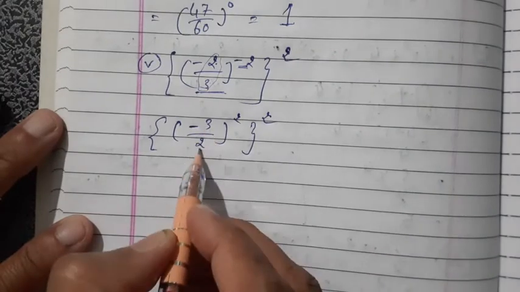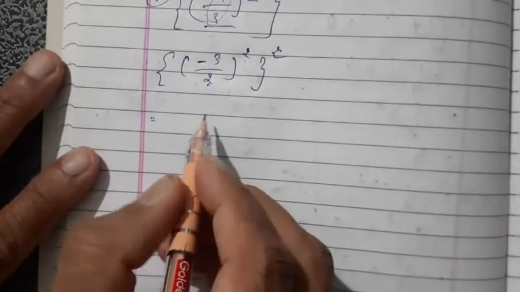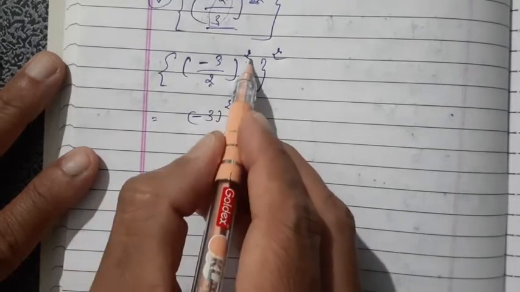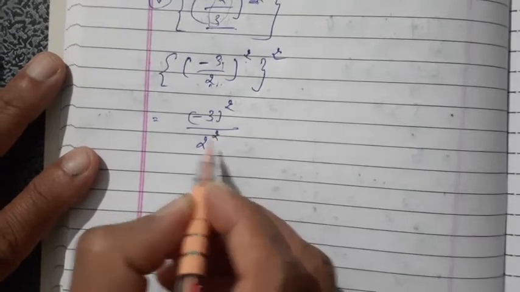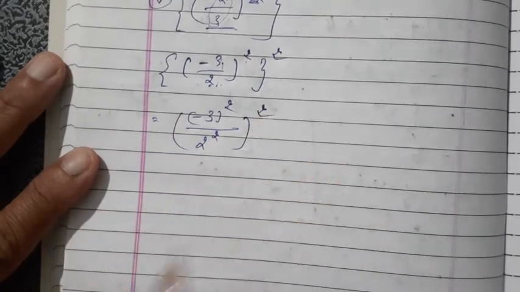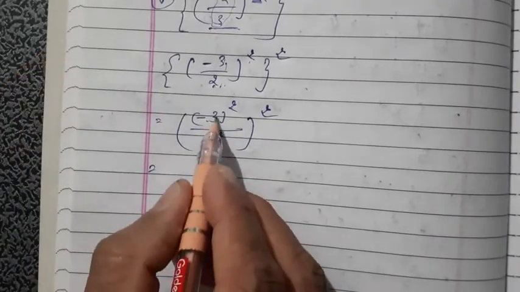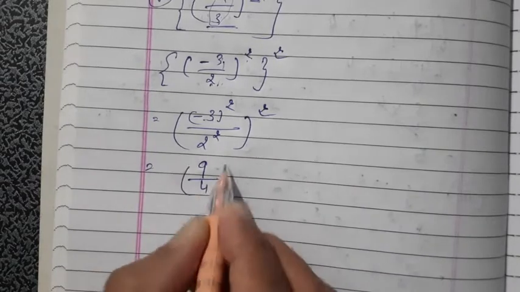Right? Reciprocal is there. We write down the reciprocal, so the minus power converts into plus. So that means minus 3 raised to 2. Here 2 is the power of both, so minus 3 raised to 2 divided by 2 raised to 2, whole raised to 2. Okay. Minus 3 raised to 2 is 9. We know that minus 3 raised to 2 means minus 3 into minus 3. And 2 raised to 2 is 4, whole raised to 2.